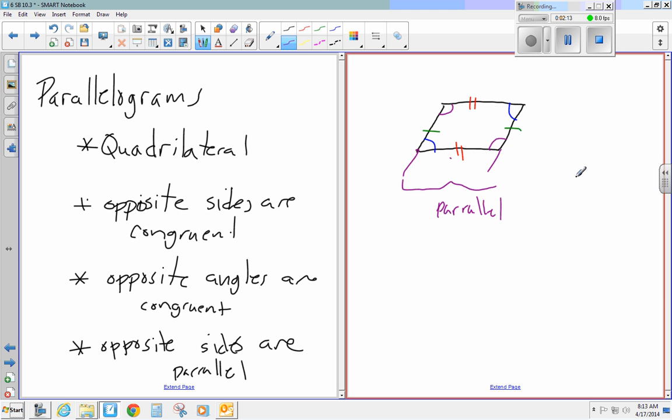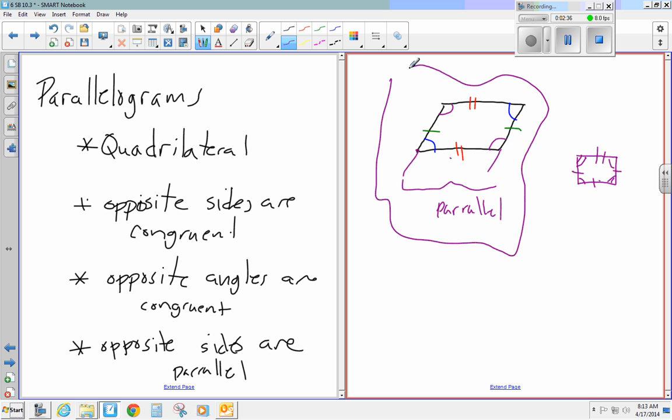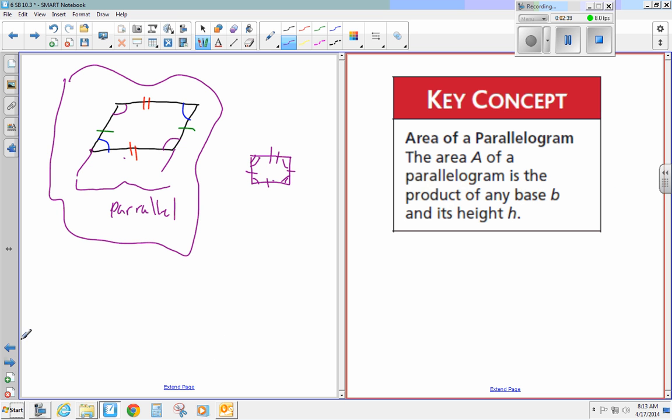Parallelograms can also be considered a rectangle because, again, congruent, congruent, congruent, congruent, same, same. All the things are still okay. But this is what most of your parallelograms will look like. So, the key concept is that the area of a parallelogram is the product of any base and its height.